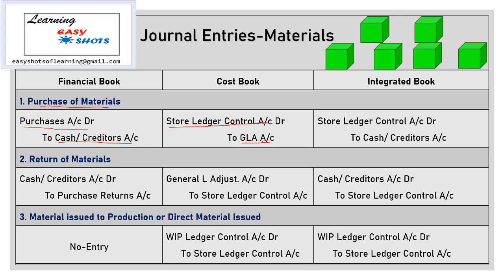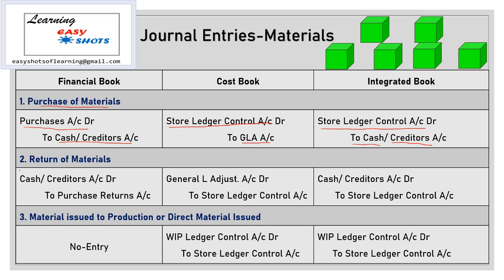But in integrated books, we consider assets and liabilities. So our entry in integrated books for the purchase of raw material is: stores ledger control account is debited because we debit what comes in, and if the material is purchased in cash, then to cash, or if the material is purchased on credit, then to creditors.